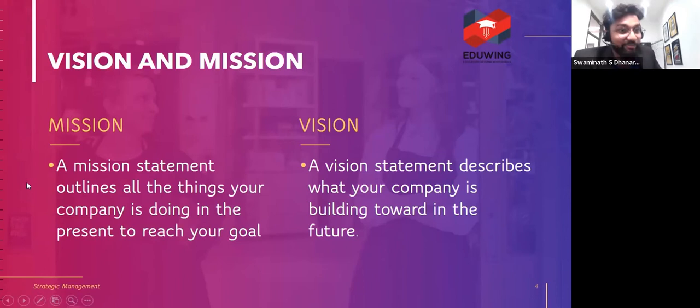For that particular vision, we need to have a mission statement. A mission statement outlines all the things your company is doing in the present to reach your goal. So vision is future, mission is present, which means in the future, we need to achieve or reach a particular level. For that, what all things we are doing currently is your mission.